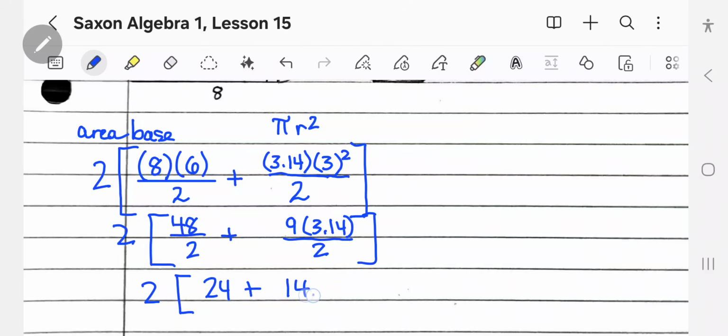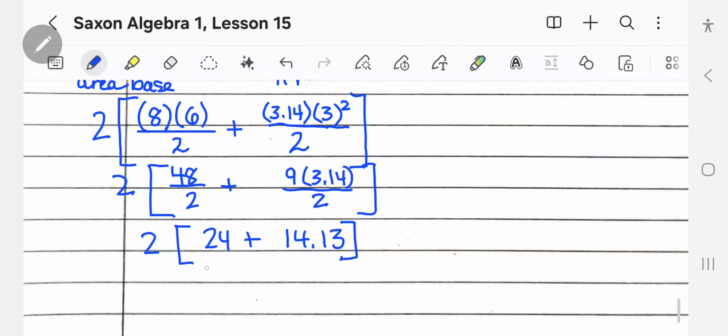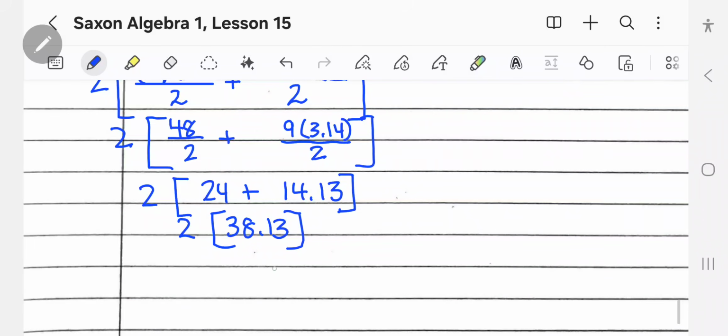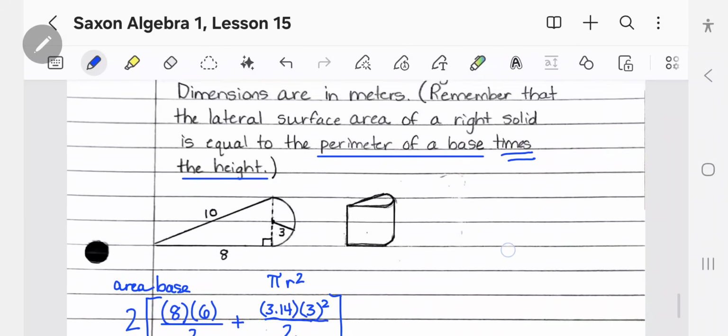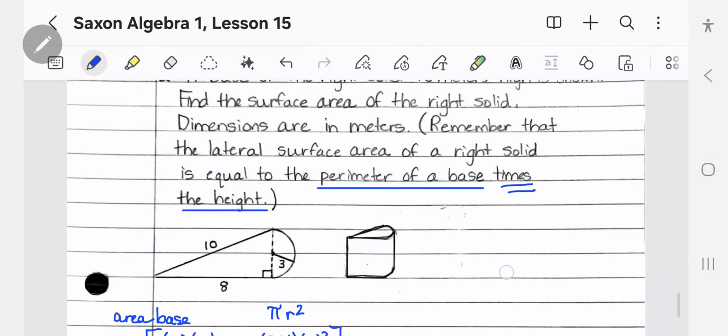That's 14.13. Okay, now we're going to add those together. So that's going to be what? 38.13. And then we're going to double that. And then that's going to be 76.26. And we know that's area, and our units were going to be in meters.